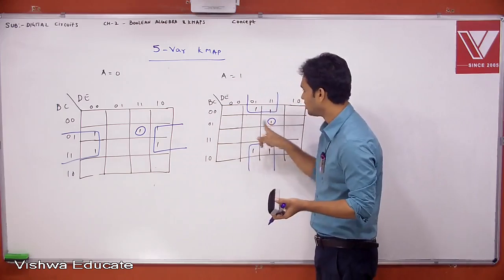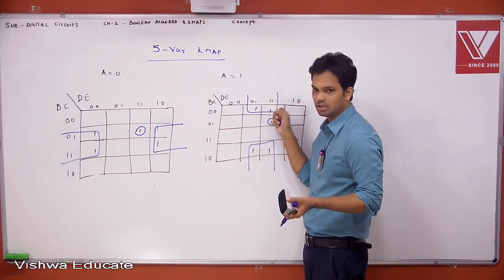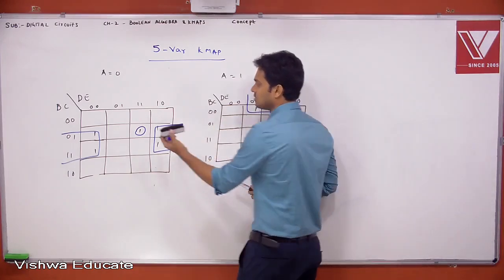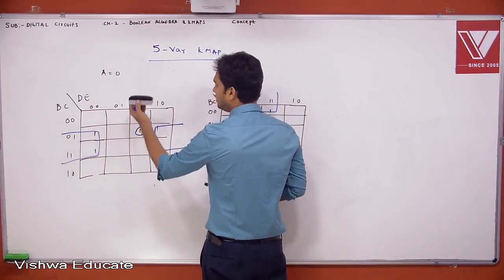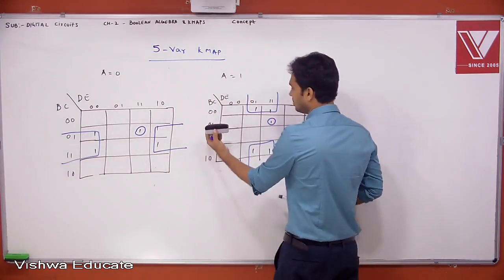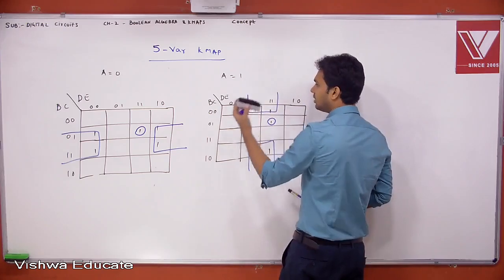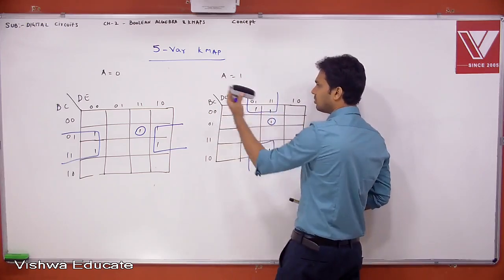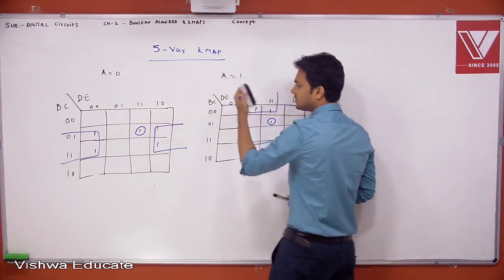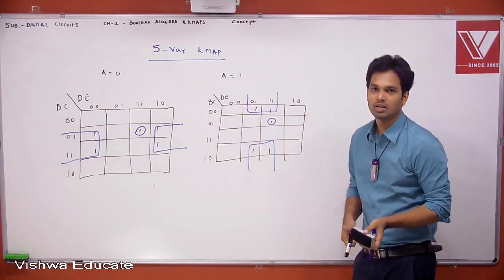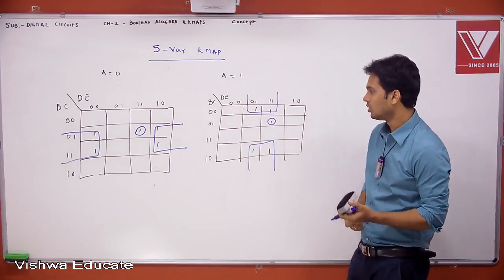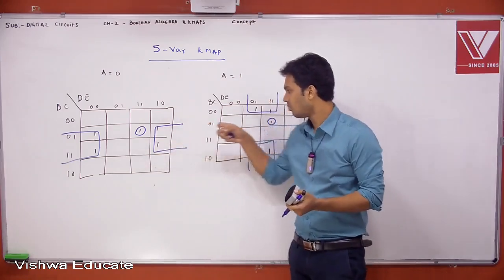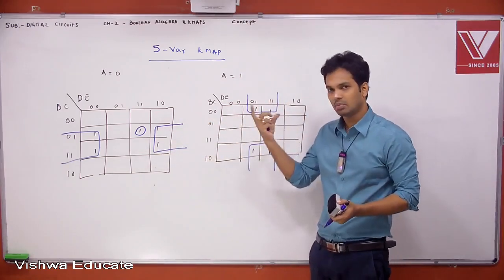What is the expression for this? B bar C D E. Okay. So for this it is B bar C D E into A bar. B bar C D E into A. If you take B bar C D E common, here A bar plus A. What is the answer? A bar plus A is 1. Okay, so if any particular term is common in both the K-maps, then you can make a grouping of both and neglect A.